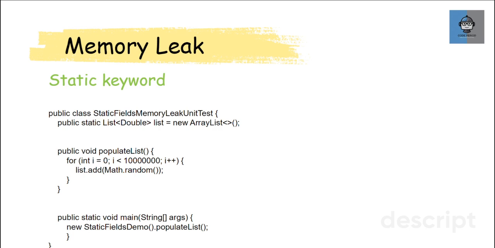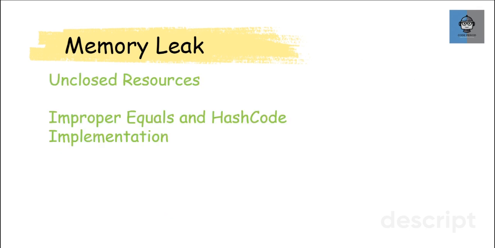So it will definitely occupy a huge space, right? As you can see in this code snippet, we have a static list, and to that we are adding a huge number of doubles, right? So if that stays along the lifetime of the application, you can imagine how much space that is going to take, and it would definitely create a memory leak. Other reasons are unclosed resources. You need to close the resources which are opened, because again that would create a memory leak.